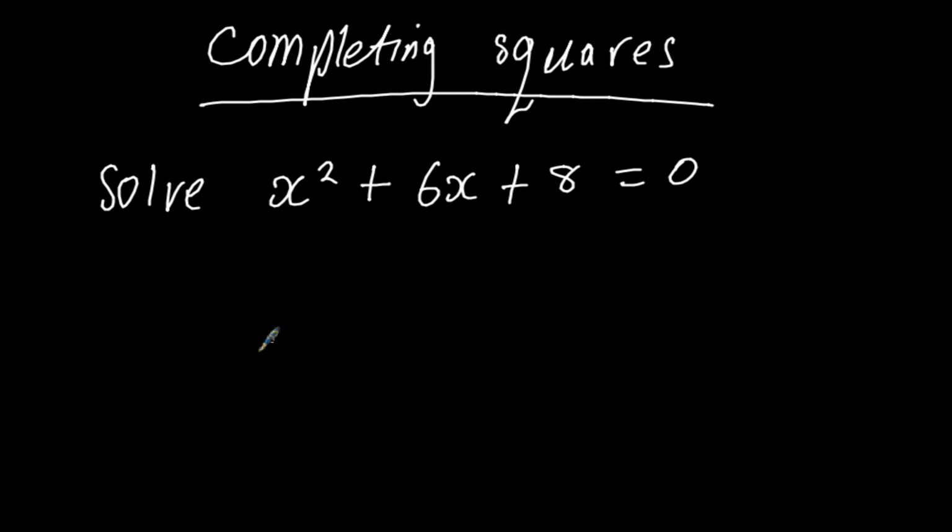And to get a perfect square, we have to half this, and the answer we get, we square it to form a perfect square. So that will be written as x squared plus 6x, then plus half of 6 is 3, but squared.